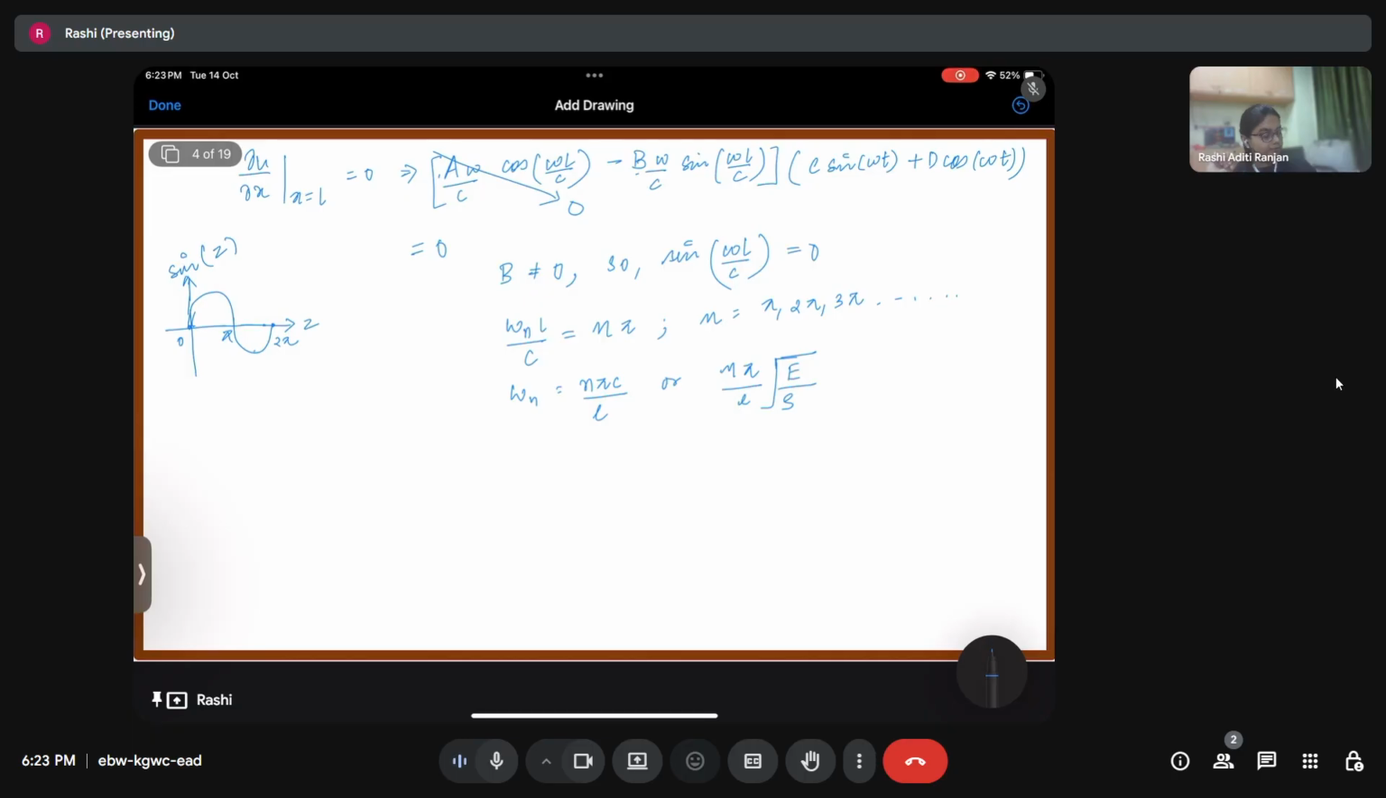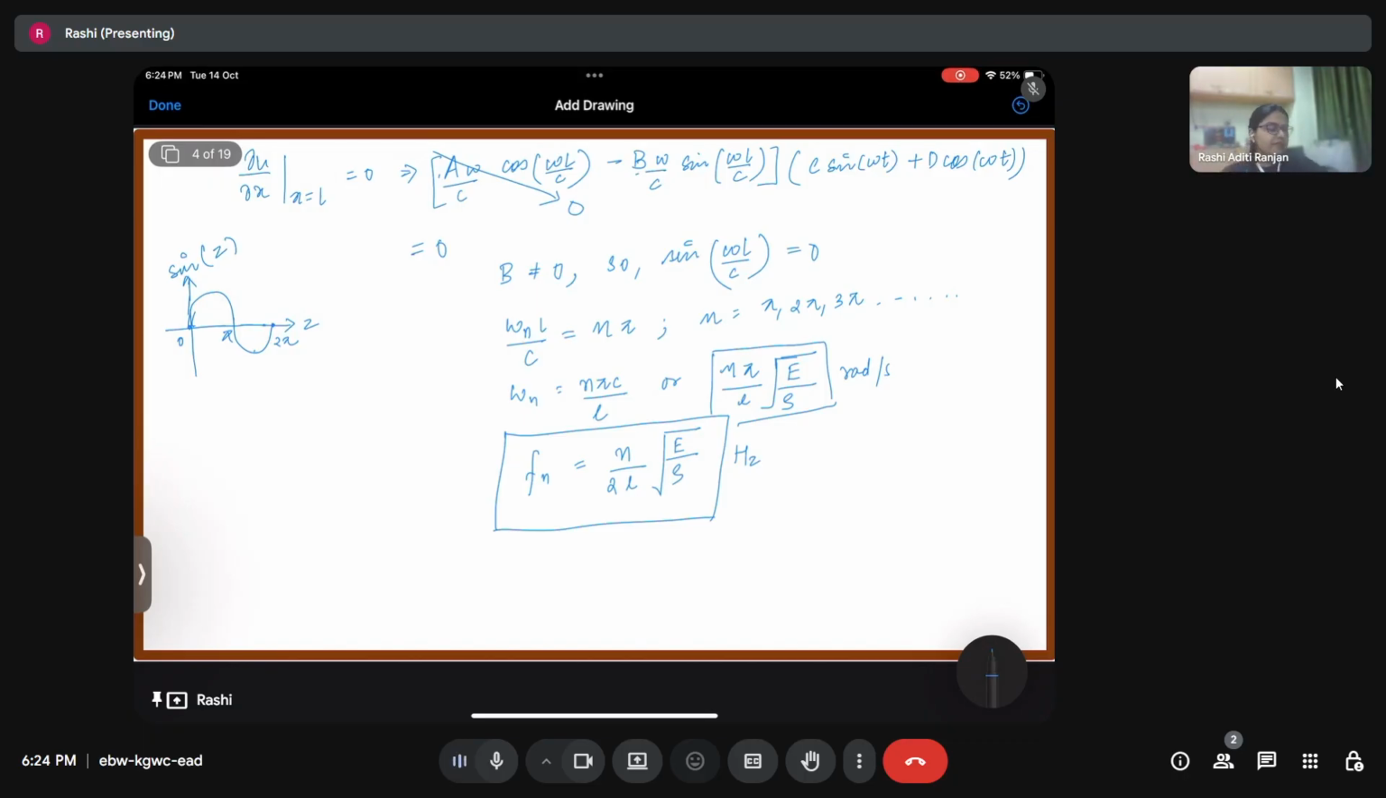Young's modulus. So frequency Fn can be written as omega n divided by 2 pi, n by 2L under root of E by rho. This is the expression for the frequency in hertz, and this is the expression for the frequency in radians per second. Okay, so these are the expressions for the frequencies. Now, this is what the frequency is all about.